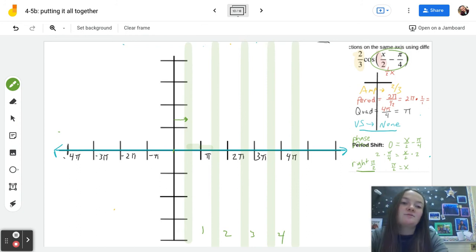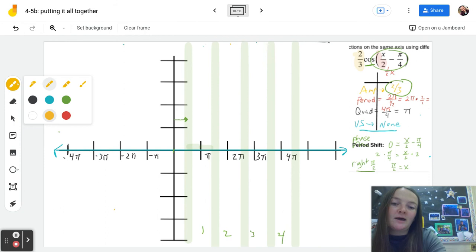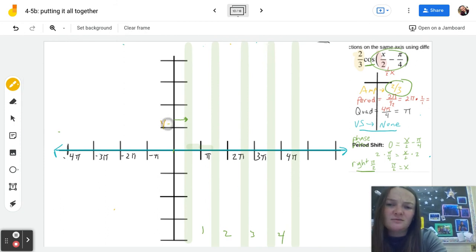What I want to do is focus on the next piece, which is that this is a cosine function. Cosine starts at a maximum. The maximum value is going to have to be 2/3 away from the midline. So let's scale this by thirds because I think it'll be easier. I'm going to make this 1/3, this 2/3, -1/3, and -2/3.